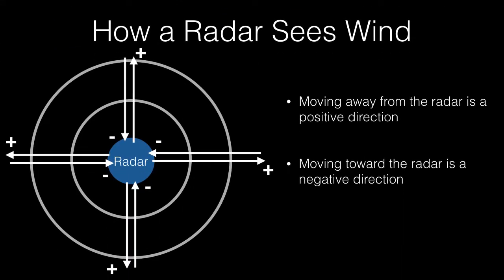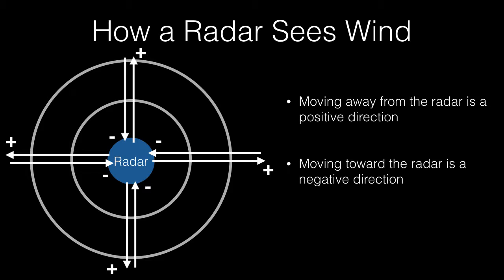This is going to be the fundamental basics of everything else in this video, so we're going to get this down. The radar sees things in a circular way. It doesn't see things as north, south, east, west. All it sees is stuff going from the radar or to the radar. So we can't determine if wind's going side to side from just one scan, but we can see in one scan if it's moving towards or away from the radar.